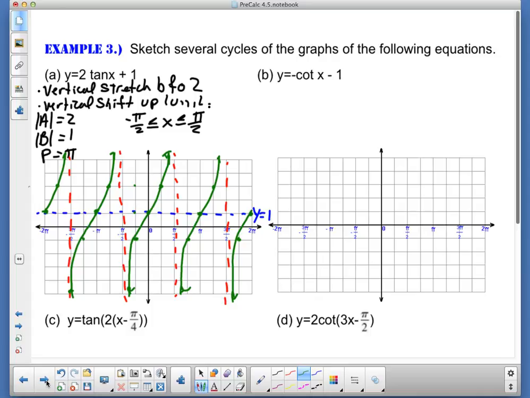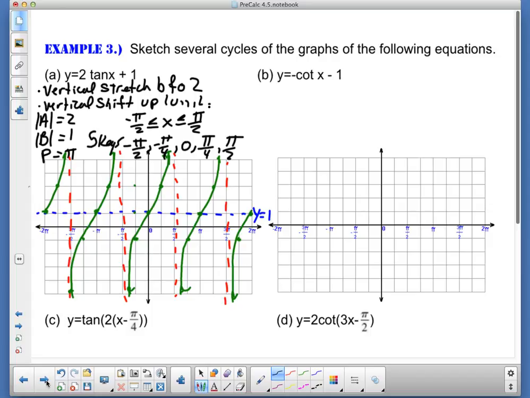Keep in mind as well, I didn't show my 5 key points. I kind of did that quickly, didn't I? I've got to make sure that you recognize that it was going to be negative pi over 2, negative pi over 4, 0, pi over 4, and pi over 2. Those are my 5 keys.